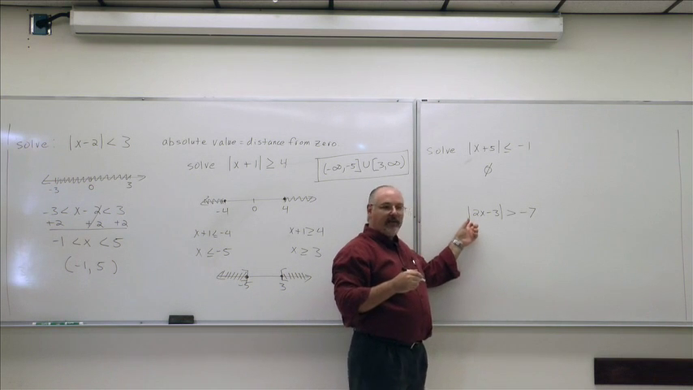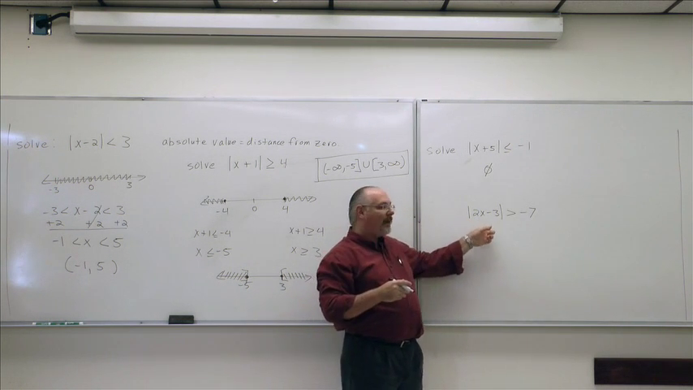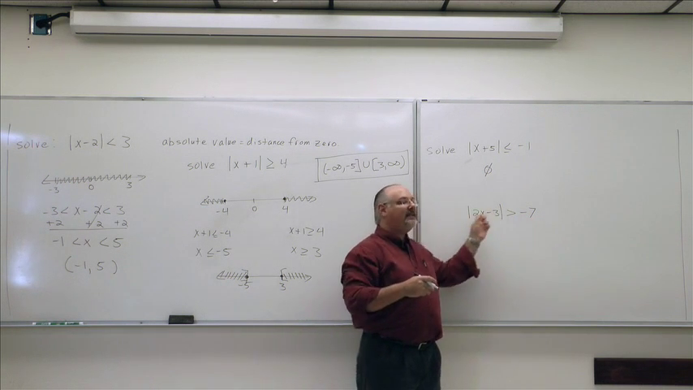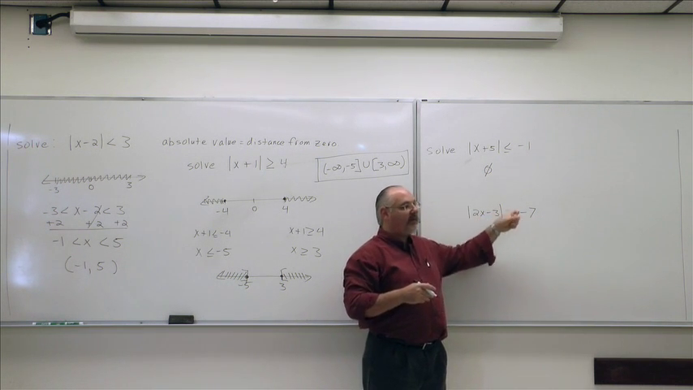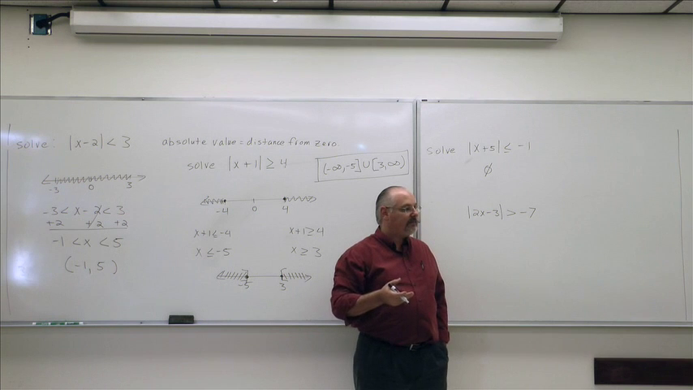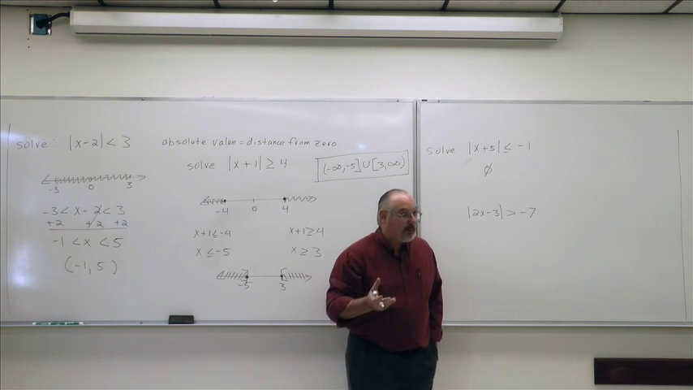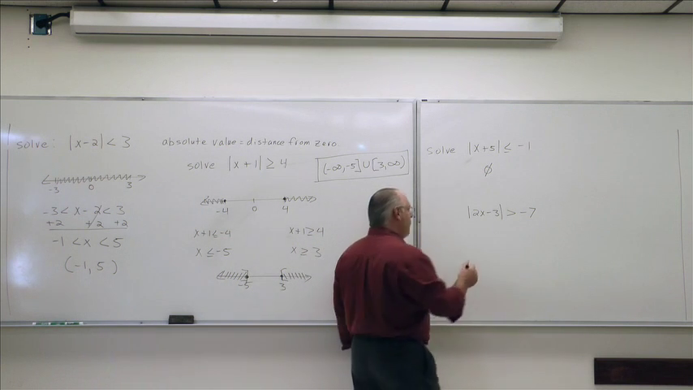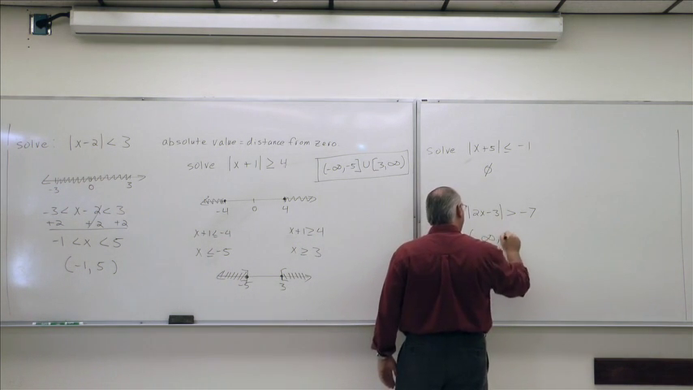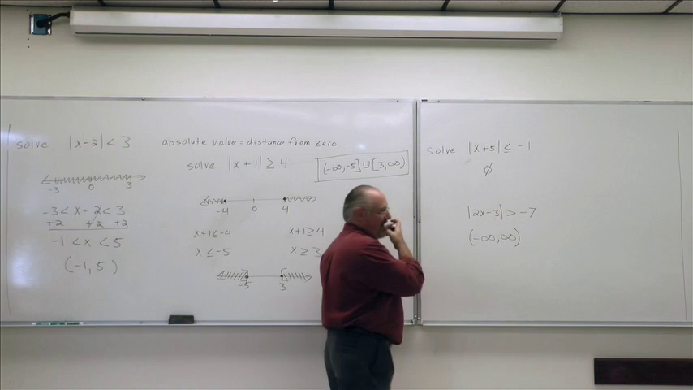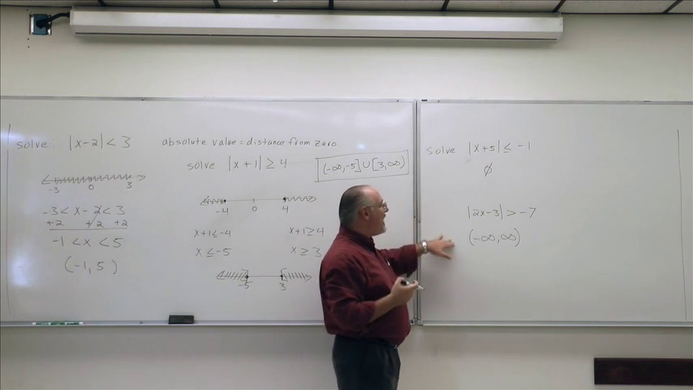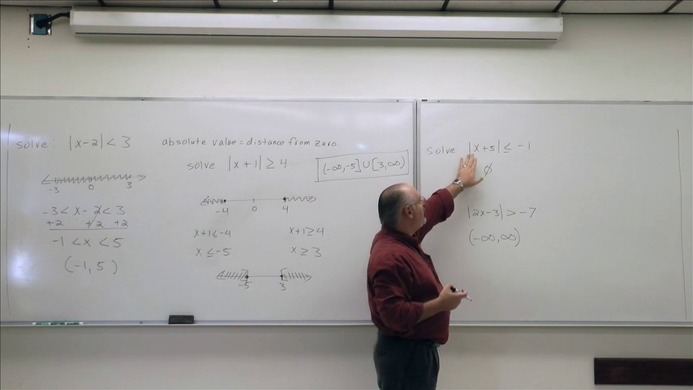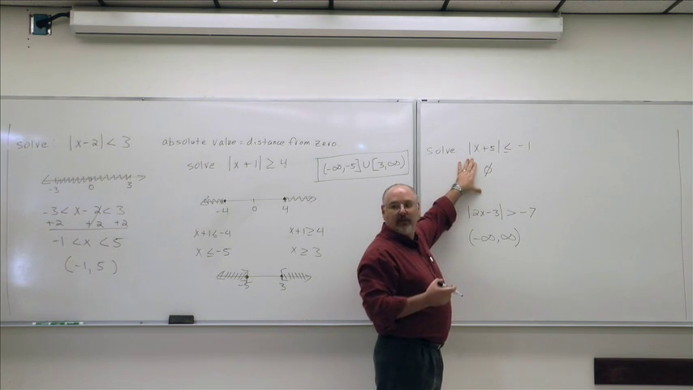But this one, if I say 0 or a positive is greater than negative 7, when is 0 or a positive greater than negative 7? That's always true. So everything is a solution. So that's from negative infinity to infinity. Now you can work these out. This one gets funky. Like if you start working this one out, okay?